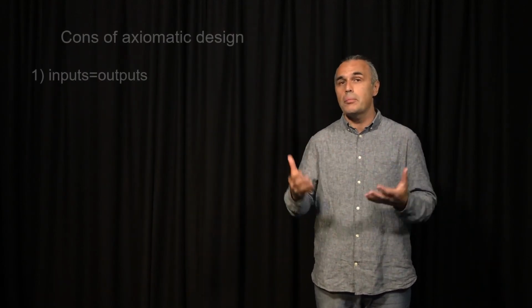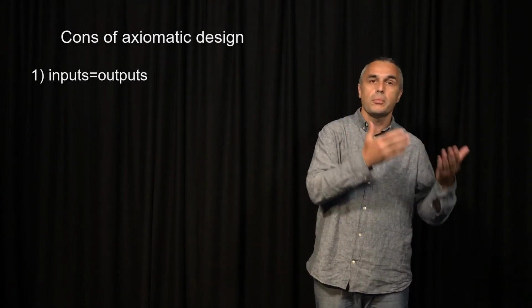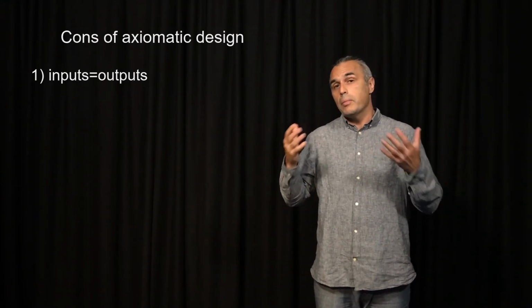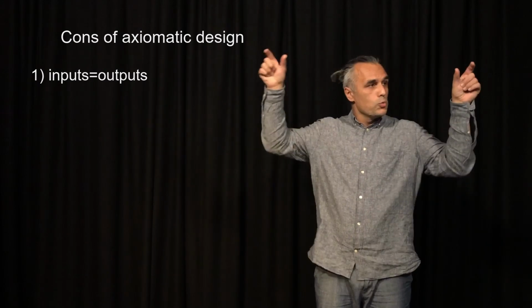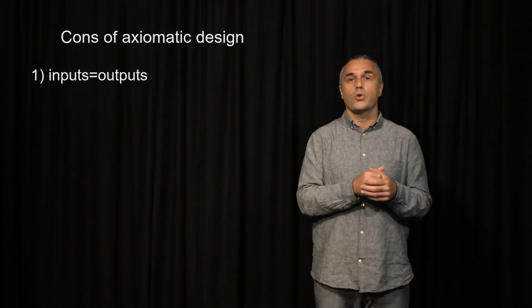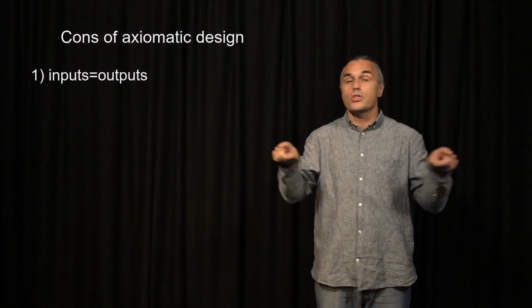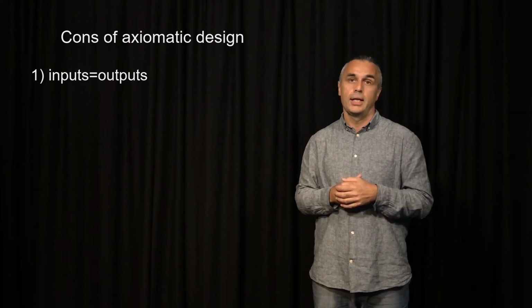What is bad and what is good about axiomatic design? There are several conditions that the system must hold before this axiomatic design instrument can be applied. And one of the most painful conditions is that the number of inputs is to be equal to the amount of outputs, or the amount of design parameters should be equal to the amount of function requirements, or the design matrix should be square, if you like.